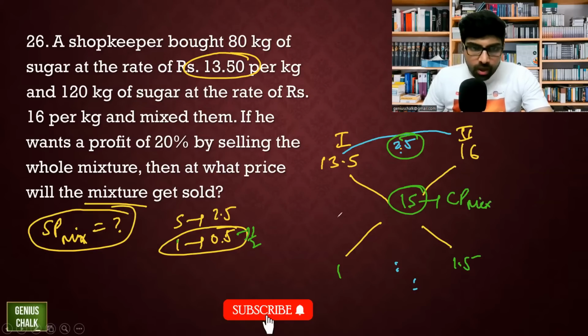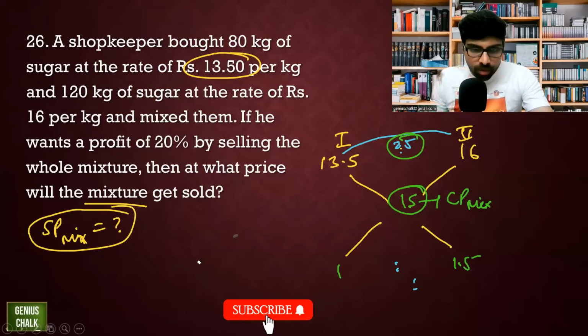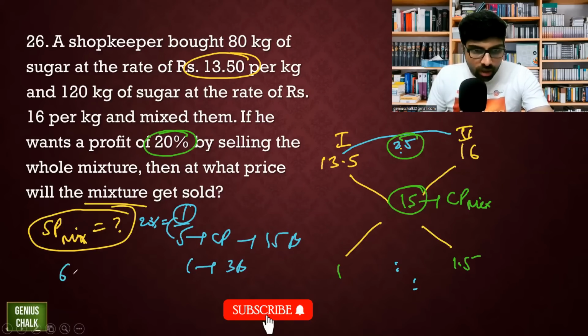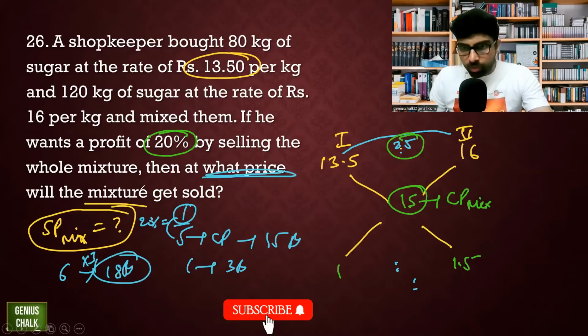Cost price of mixture. If I have got it like this, what is selling price? Profit is 20%. Profit is 20% means 1 by 5, 20% is 1 by 5. So 5 is the cost price, 1 is the profit. So 5 value is given as 15 rupees. So 1 value will be 3 rupees. And what is the selling price? 5 plus 1, 6. So 6 value will be 6 into 3, 18 rupees. 18 rupees is my answer for this question.